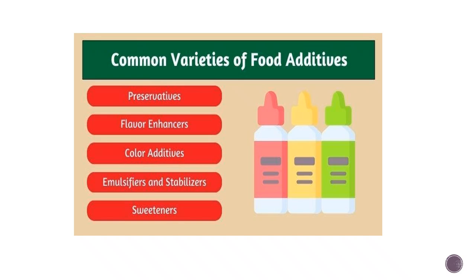Emulsifiers and stabilizers. Emulsifiers are used to combine two immiscible liquids with the help of some external agent. Also, stabilizers give stability to the food molecule. Sweeteners give the sweet taste to the food product. Common examples of sweeteners are saccharin and aspartame.